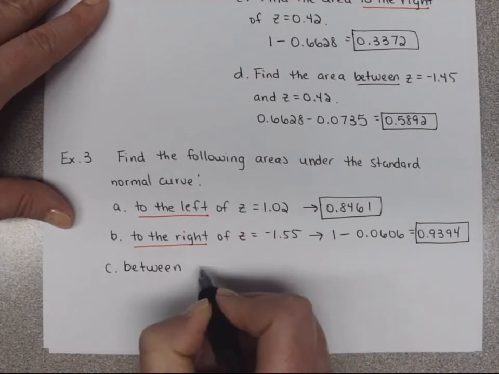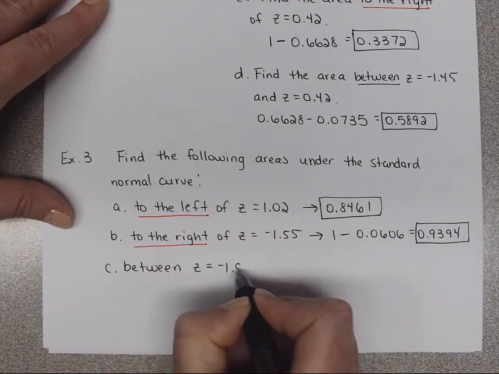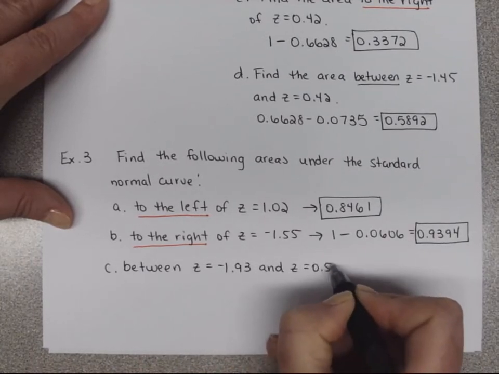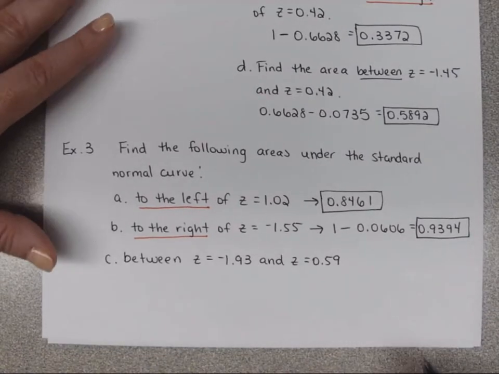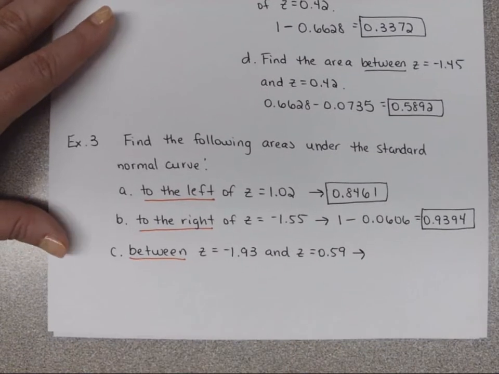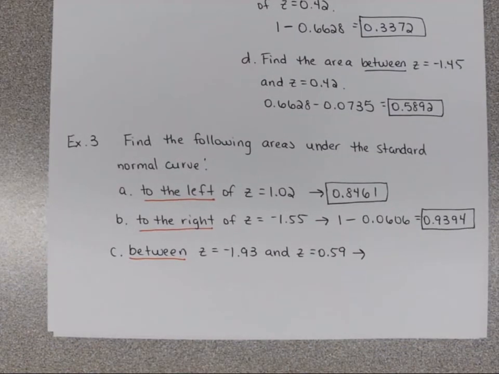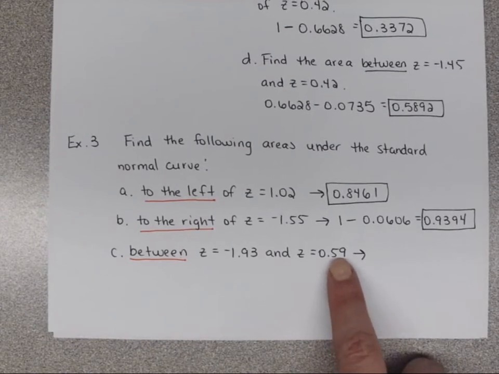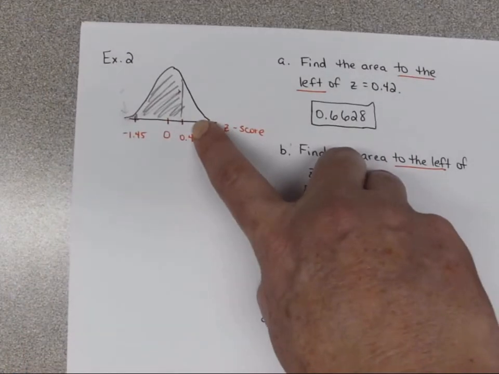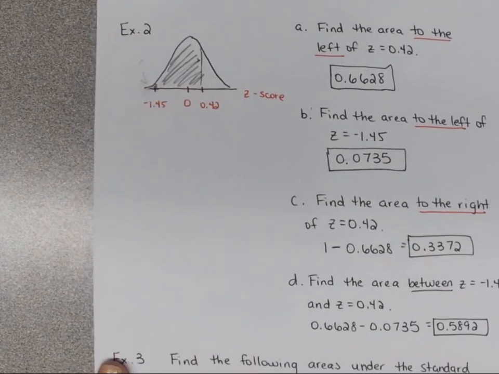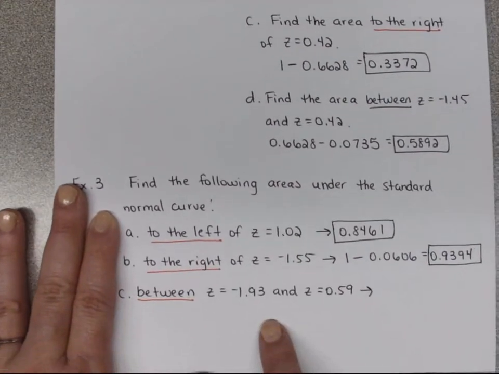All right, so what about this one? What if I asked you about between z equals negative 1.93 and z equals 0.59? Okay, so notice I'm asking you to go between two values, right? So you're going to have to find two different values on the chart, and you're going to need to remember that this one's to the right. So this one's going to be a bigger number, right? Because we're going to the left of 0.59. So if you visualize that, we're going left of maybe something about here-ish, as opposed to this would be to the left of negative 1.93, which is really pretty small, right?